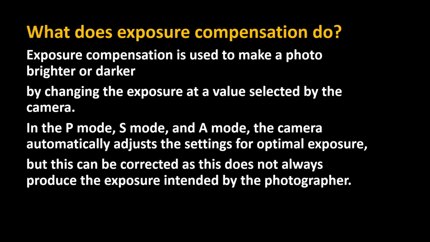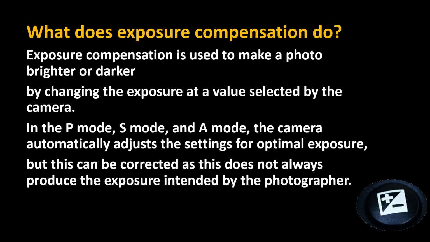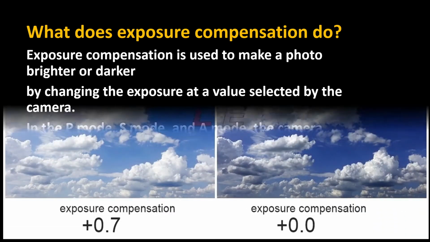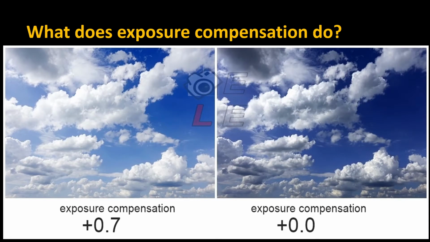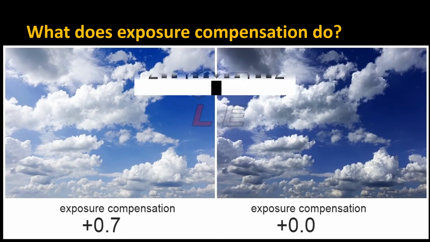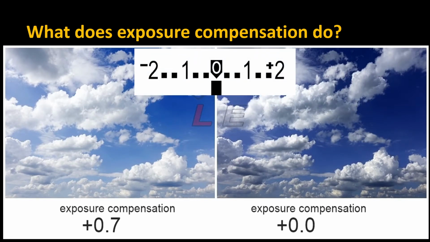What does exposure compensation do? Exposure compensation is used to make a photo brighter or darker by changing the exposure from the value selected by the camera. In the P mode, S mode, and A mode, the camera automatically adjusts the settings for optimal exposure.